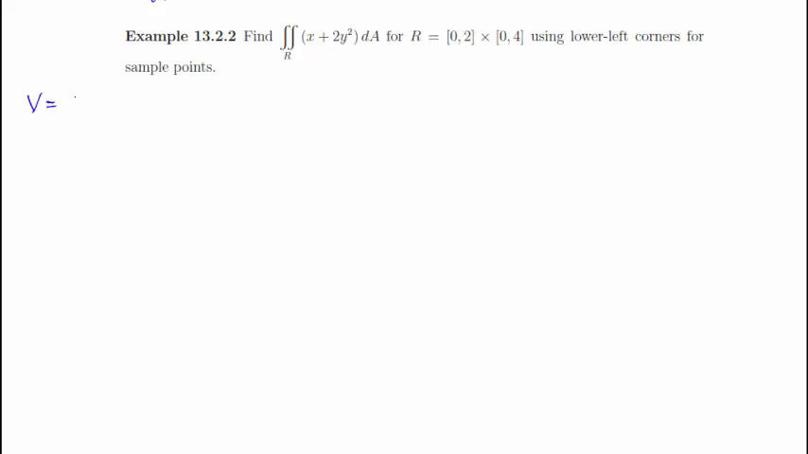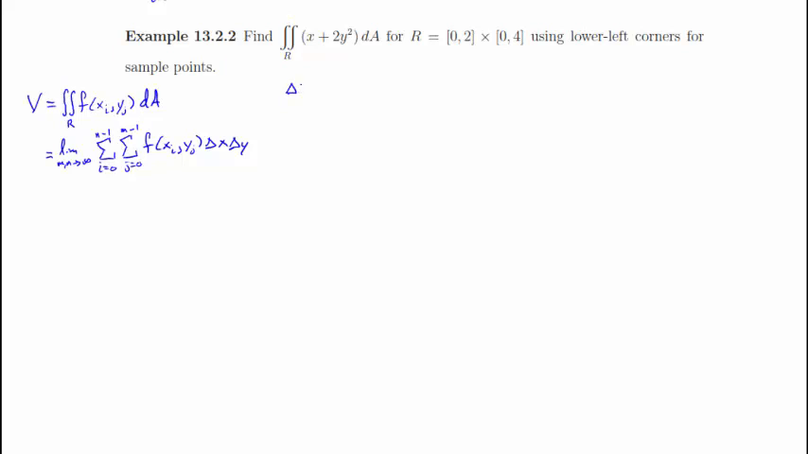So we have the volume is the double integral over some region of f of x sub i, y sub j, dA, and this equals the limit as m, n goes to infinity of the double sum from i equals 0 to n minus 1, the sum from j equals 0 to m minus 1 of f of x sub i, y sub j, delta x delta y. So we need to find x sub i, y sub j, delta x, delta y.